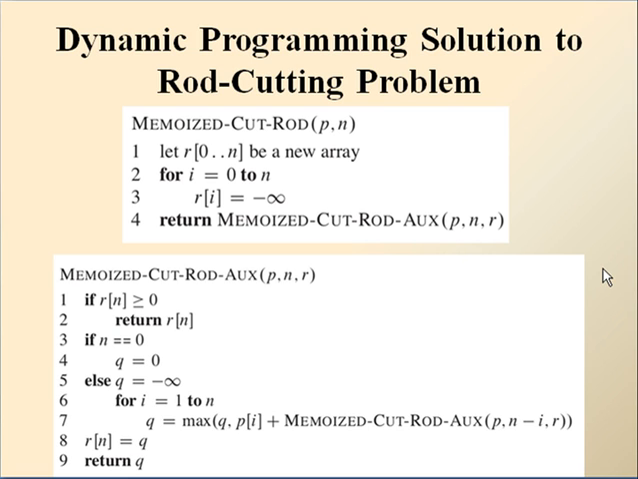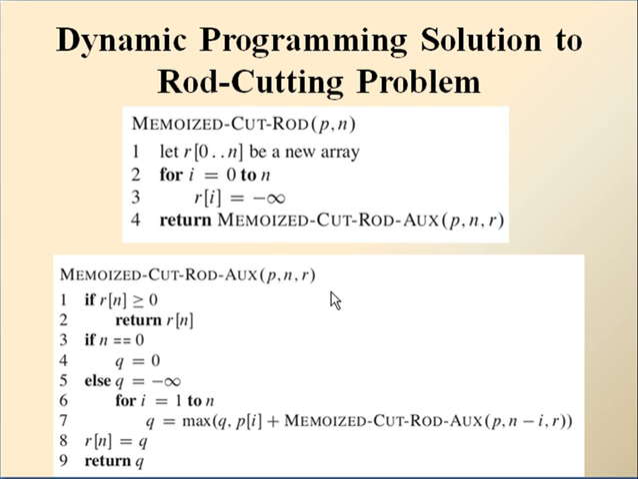Dynamic programming solution to the rod cutting problem. We call this memoized cut rod. It takes the price and this is the length. So we will initialize an array r of length 0 to n, and for every value we will initialize r of i equal to minus infinity. And then we will call memoized cut rod aux with p, the value of n and the array r.